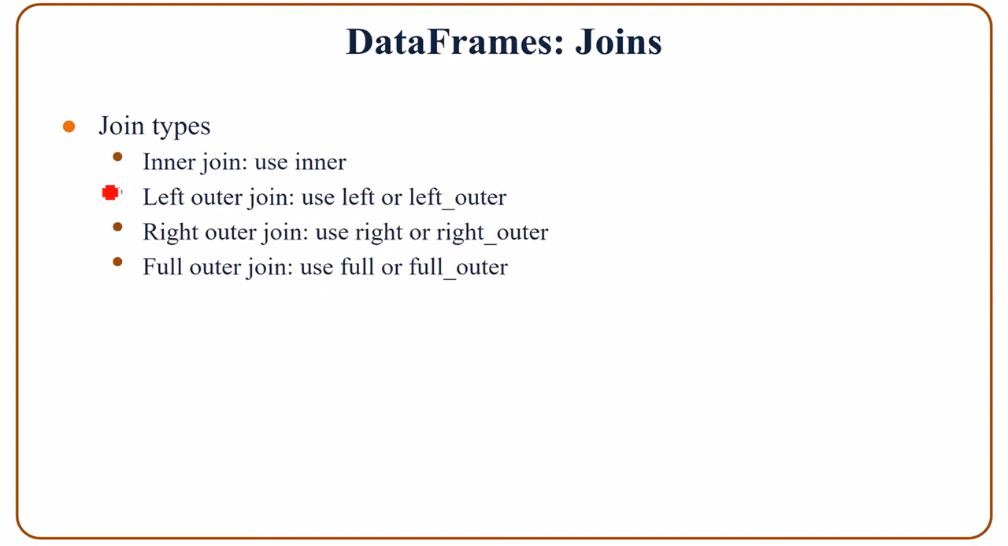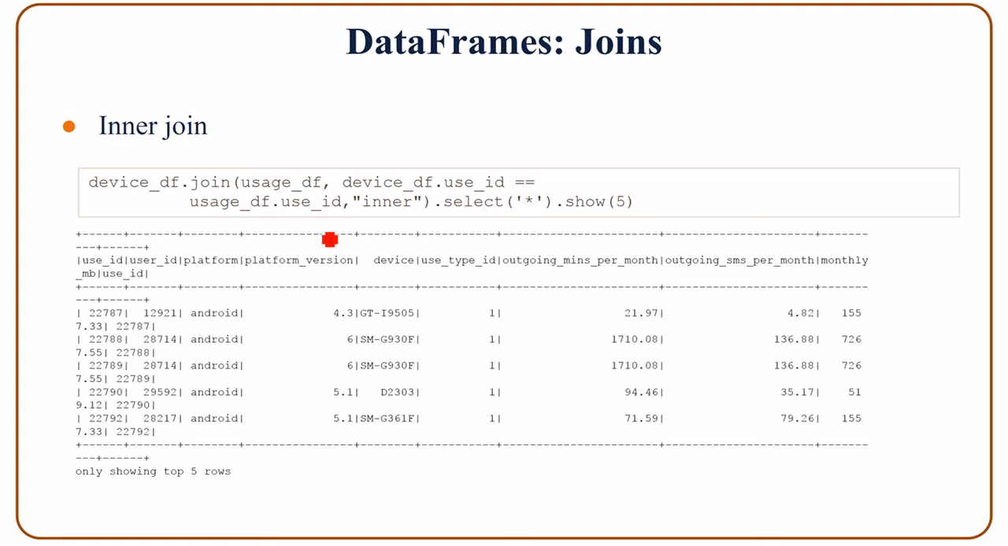Now let's talk about joins. There are 4 types of joins: inner join, left outer join, right outer join, and full outer join. The first type is inner join. In this example, we join device df to users df based on the matching condition, and the inner type.